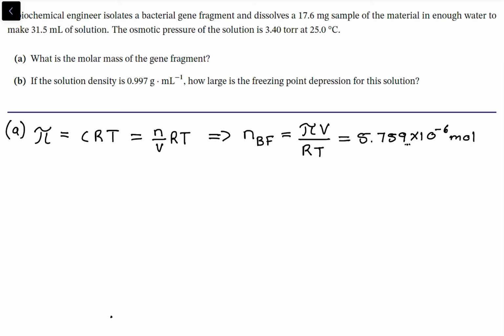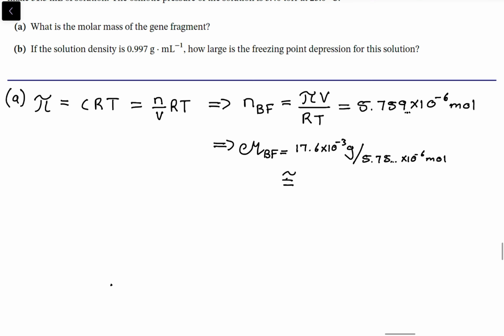Okay, that then means that the molar mass of our bacteria fragment is equal to the mass, which is 17.6 times 10 to the negative 3 gram, divided by the number of moles, 5.75 times 10 to the negative 6 mole, equal to, rounded to 3 significant figures, 3060 gram per mole.